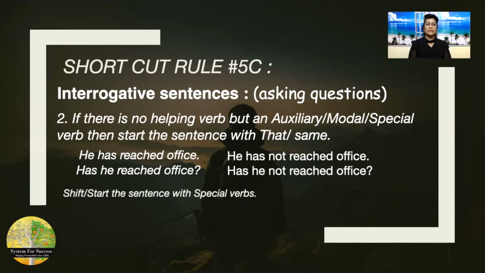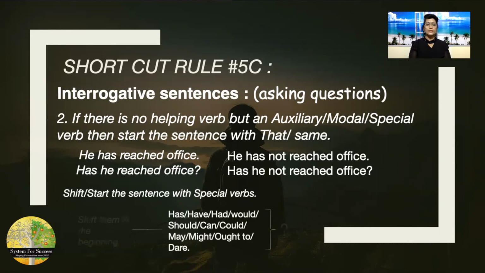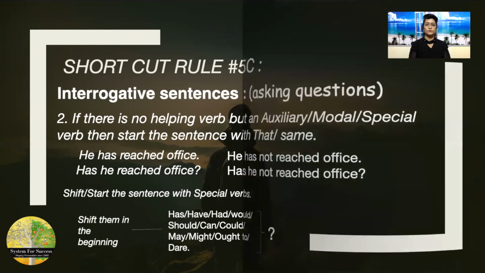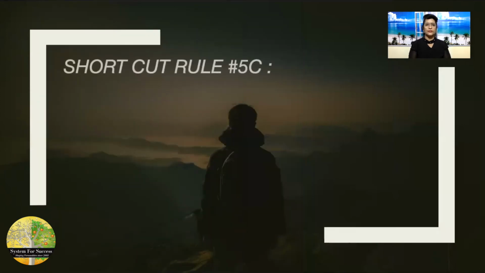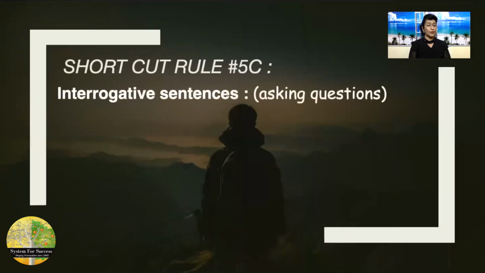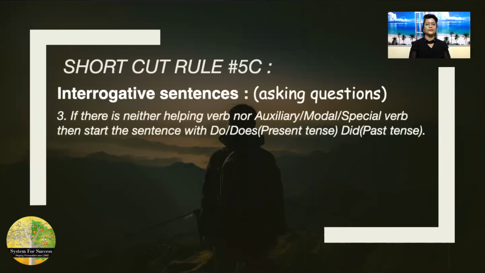Once again, special verb, auxiliary, modals, whatever is there, shift them in the beginning. So has, have, had, will, shall, would, should, can, could, may, might, ought to, dare, whichever auxiliary is used in the sentence and you want to frame an interrogative sentence, start it with an auxiliary. An auxiliary, right?